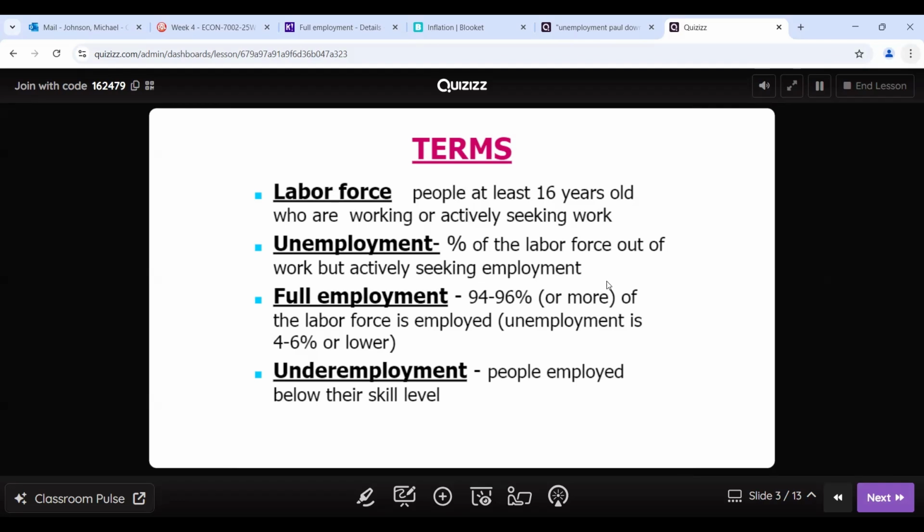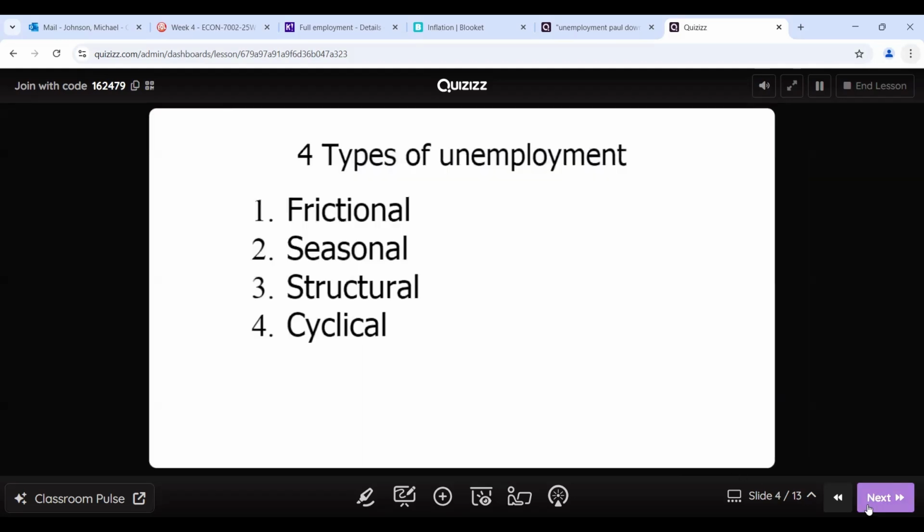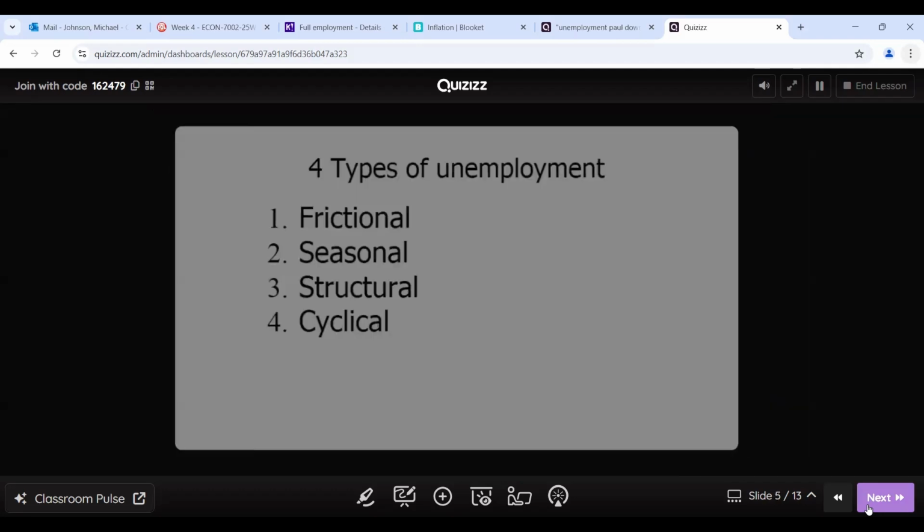So full employment is 94 to 96% or more of the labor force employed. Unemployment is 4 to 6% or lower. Underemployment is when people are employed below their skill level. So if a doctor is working as an entry level person in a job, that would be underemployment, not working in the field they're skilled for. Four types of unemployment include frictional, seasonal, structural, and cyclical.